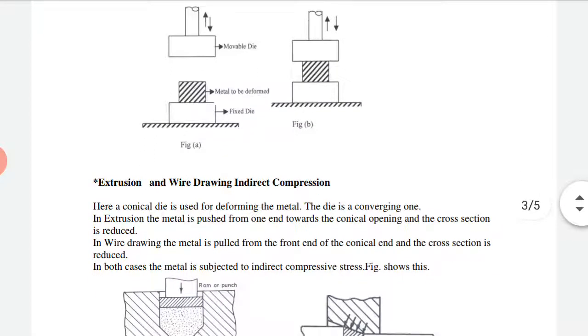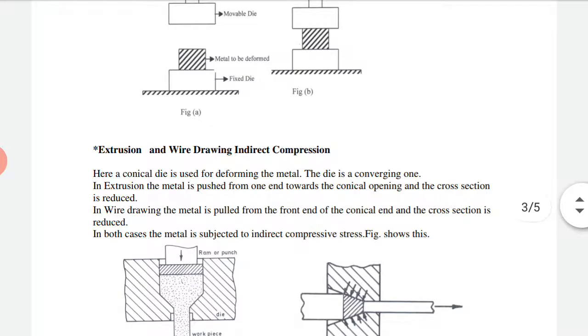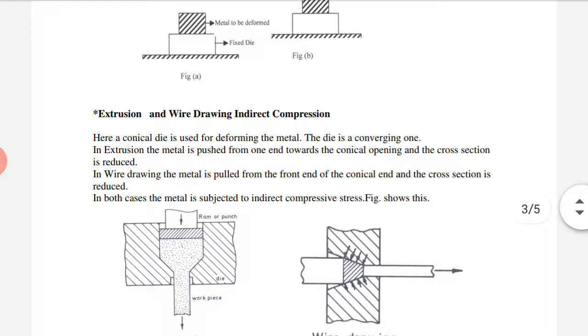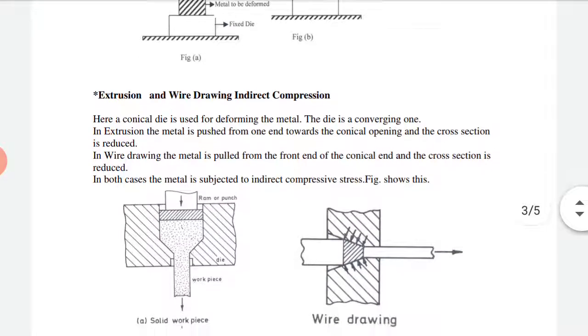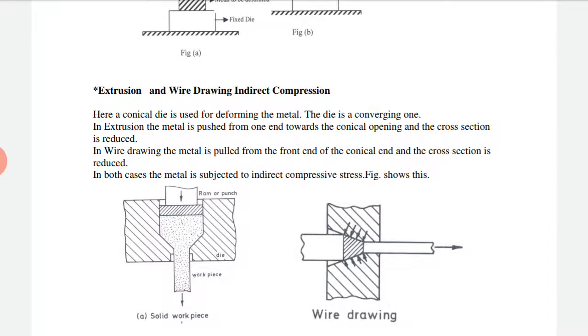Extrusion and wire drawing. Indirect compression. Here a conical die is used for deforming the metal. The die is a converging one. In extrusion, the metal is pushed from one end towards the conical opening and the cross section is reduced. In wire drawing, the metal is pulled from the front end of the conical die and the cross section is reduced. In both cases, the metal is subjected to indirect compressive stress.